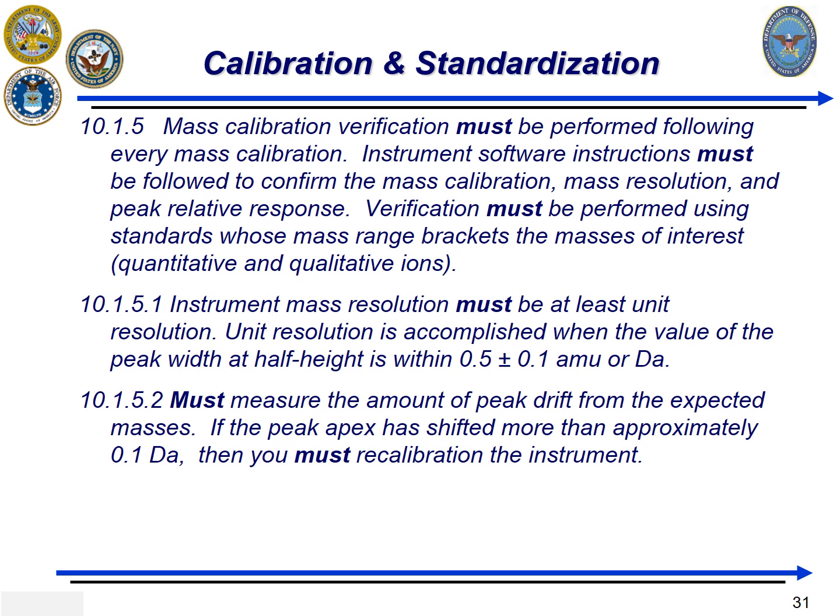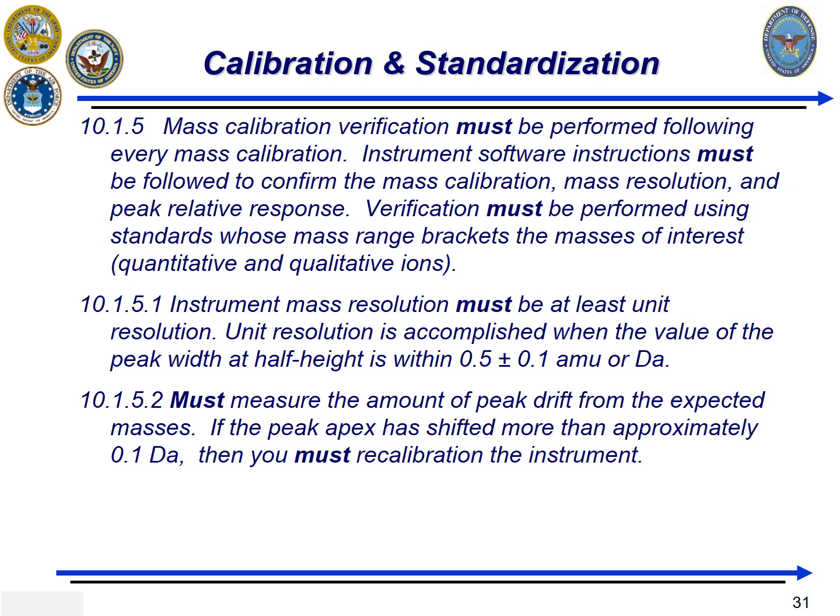With respect to calibration and standardization, mass calibration verification is required to be performed following every mass calibration, and the instrument software instructions must be followed to confirm the mass calibration, mass resolution, and peak relative response. So all of the requirements that the manufacturer has with respect to those elements must be met. Verification must be performed using standards whose mass range brackets the masses of interest. That includes both the quantitative and the qualitative ions.